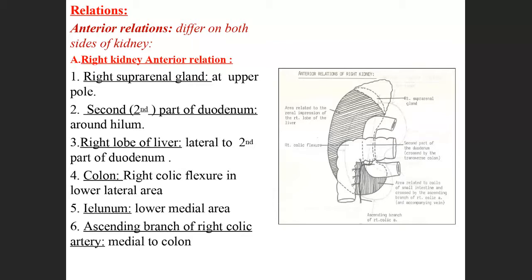So where is the difference? The difference is present only in the anterior surface of the right kidney and left kidney. The anterior surface of the right kidney, the relation is different, and the left kidney anterior relation is different. So what are the structures it is related to?